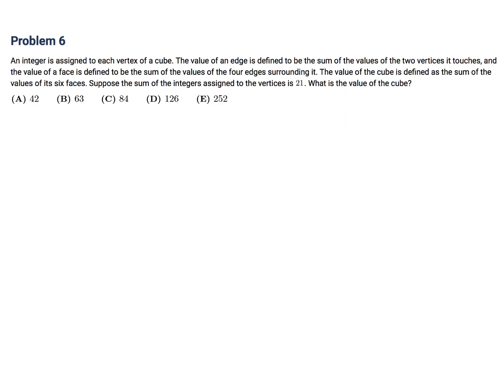An integer is assigned to each vertex of a cube. The value of an edge is defined to be the sum of the values of the two vertices it touches. And the value of a face is defined to be the sum of the values of the four edges surrounding it. The value of a cube is defined as the sum of the values of its 6 faces. Suppose the sum of the integers assigned to the vertices is 21. What is the value of the cube?